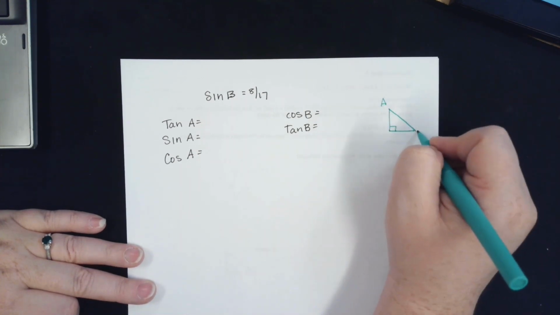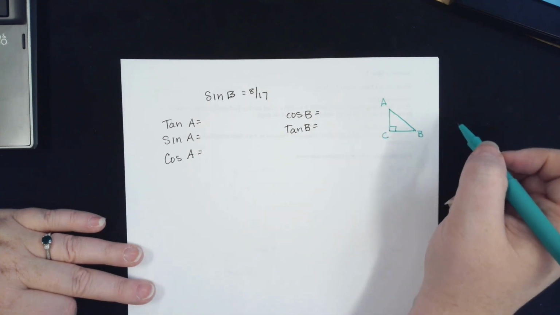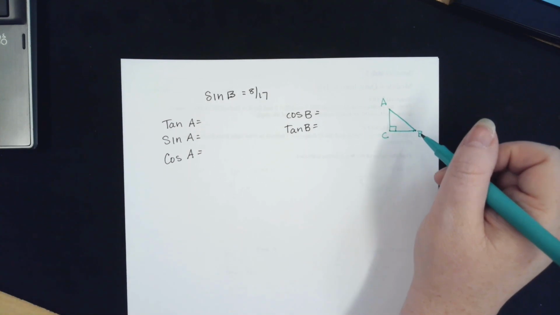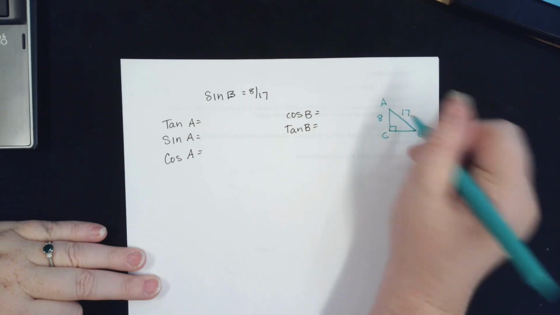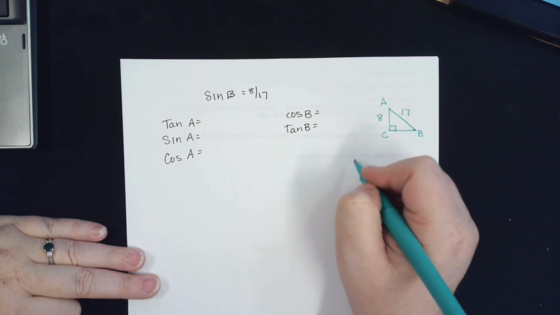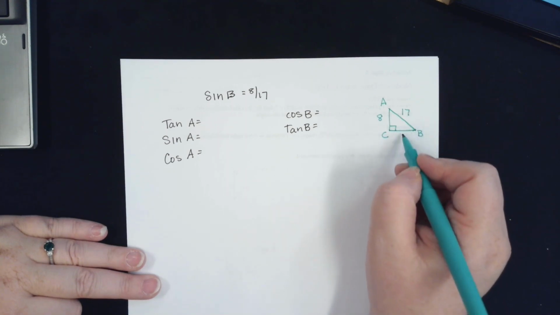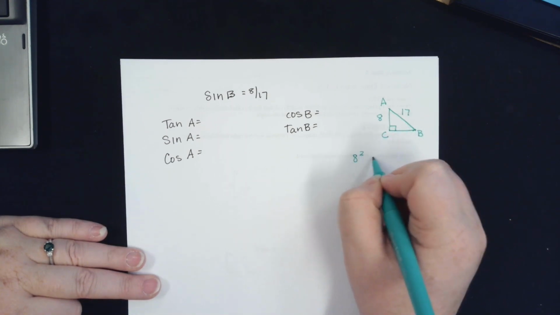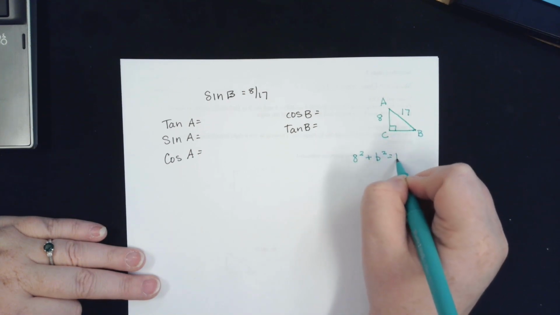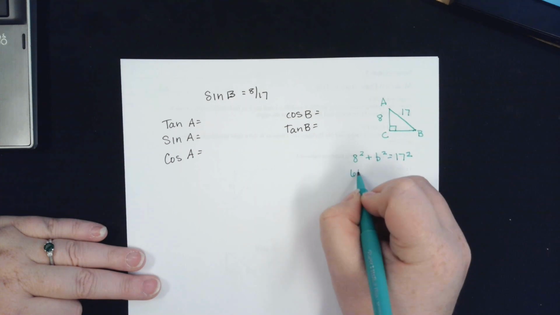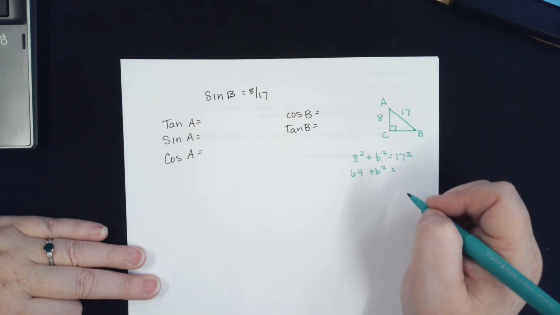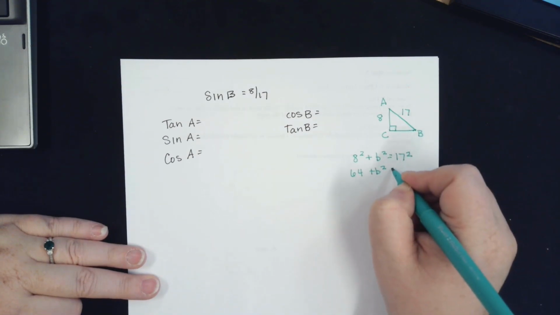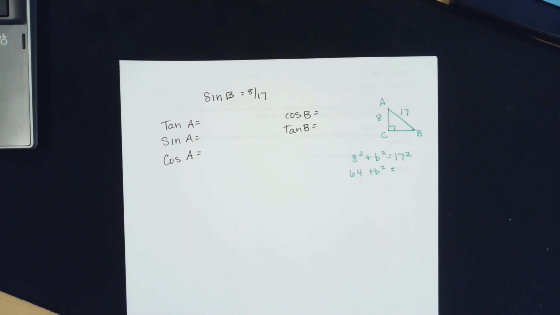Okay, A, B, C. So I have sine of B. Sine is opposite over hypotenuse. So my opposite of B is 8, my hypotenuse is 17. So we're going to use the Pythagorean theorem. We're going to have to use it a little bit differently this time because we have the hypotenuse and not the side. So we have 8 squared plus b squared equals 17 squared. 64 plus b squared equals, I don't remember 17 squared off the top of my head. Let's do the math. Grab a calculator.